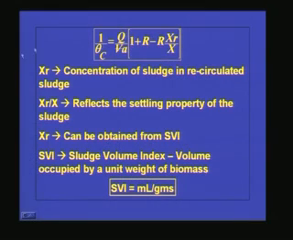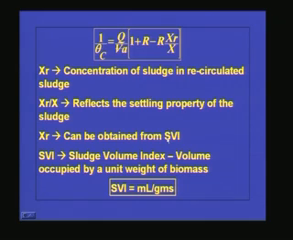That is very important for the proper functioning of an activated sludge process. If the secondary sedimentation tank of an activated sludge process is working perfectly fine, the entire process will be working perfectly alright. If it is the other way, the process will not be having the required efficiency. And how can we find out this Xr? Xr can be obtained from SVI.